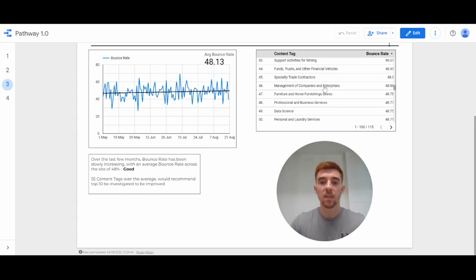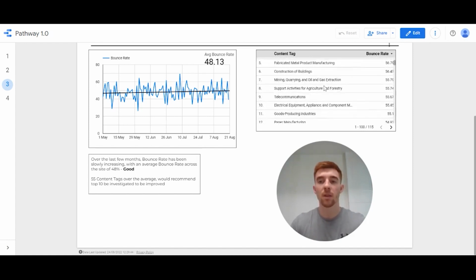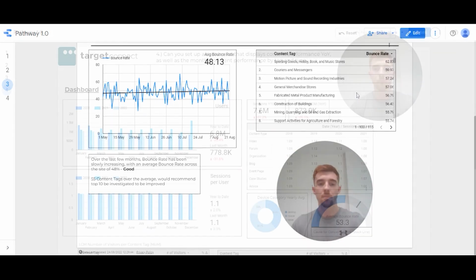Now, some of these perhaps wouldn't be a complete worry to us. So I'd say maybe only the top 10 would have to be investigated. That's those with a bounce rate of over 55%, if we want to try and get that back down. This could then be taken to the people who write it or the people that promote it, and then hopefully it'll be able to create more engaging content with the users.